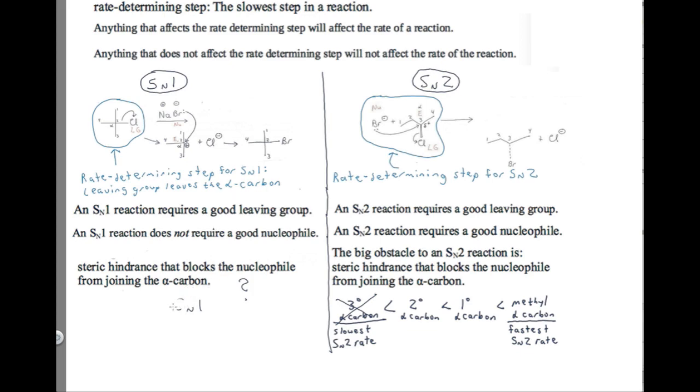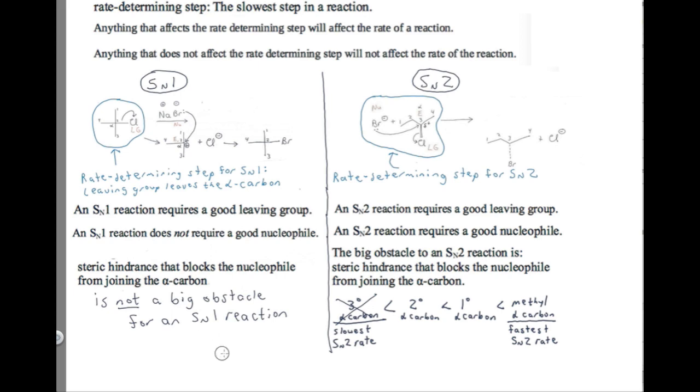So what we've decided is that steric hindrance that blocks the nucleophile is not a big obstacle for SN1, because the nucleophile doesn't join the alpha carbon during the rate-determining step. Therefore, there's no reason to expect this pattern to apply to SN1. This pattern applies for SN2. Methyl is best for SN2 because it has the least steric hindrance. Tertiary is worst for SN2 because it has the most steric hindrance. There's no reason for this pattern to apply for an SN1 reaction because steric hindrance is not a big obstacle for an SN1 reaction.